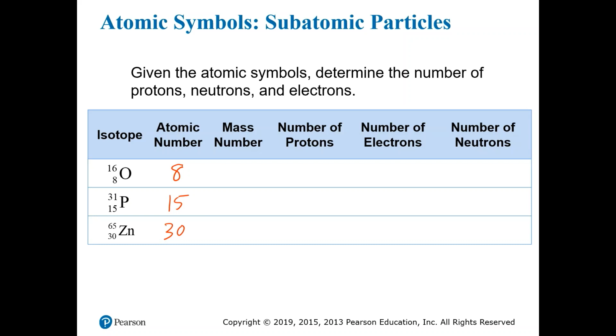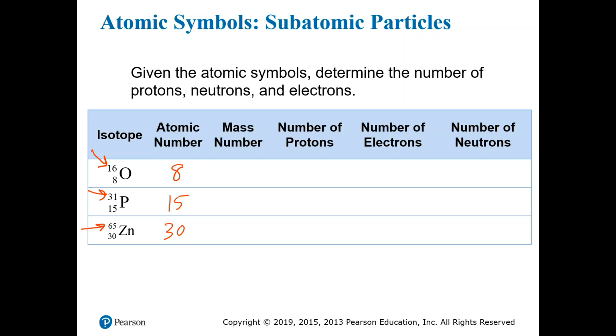And the mass number is also given in the isotope symbol, and that's the other number, right? If the lower one is the atomic number, then the only number left must be the mass number. Another way to remember this is that the mass number includes the number of protons and the number of neutrons. So the mass number is always going to be greater than or equal to the atomic number. So the bigger number of the two is always the mass number.